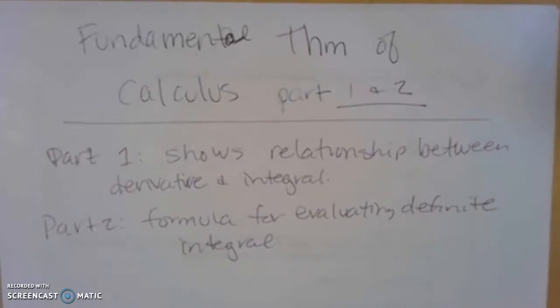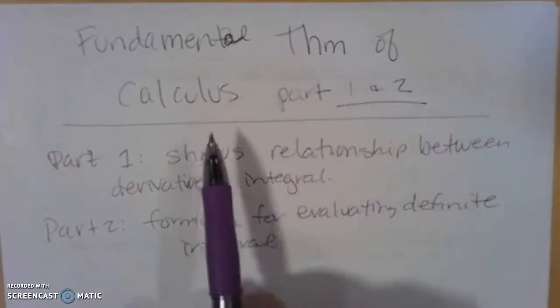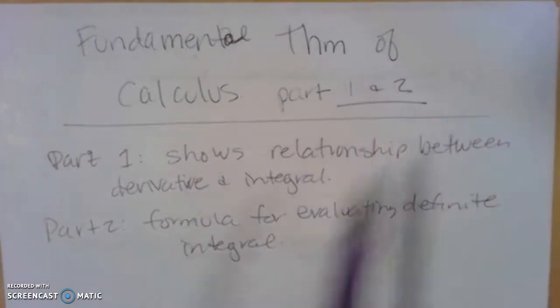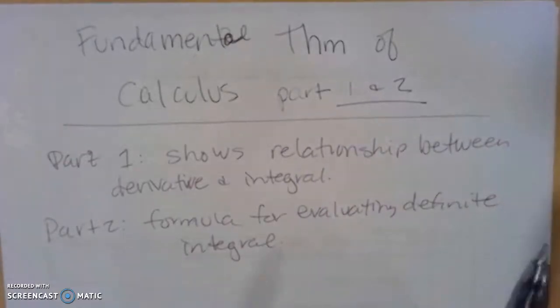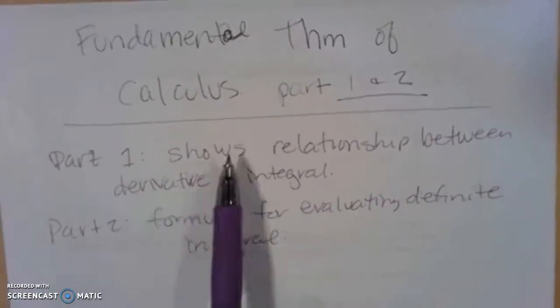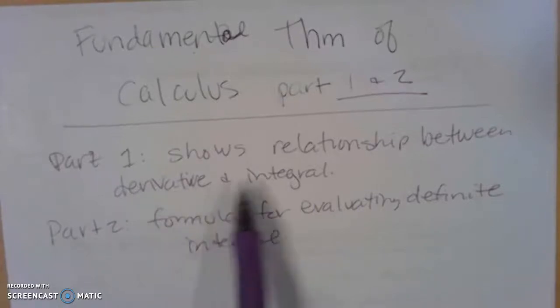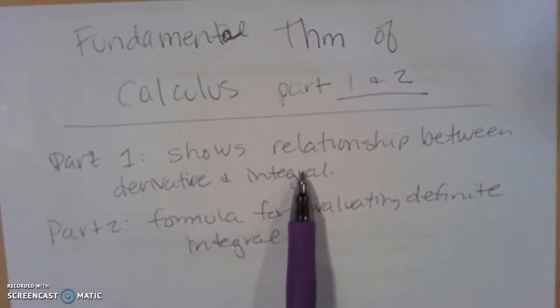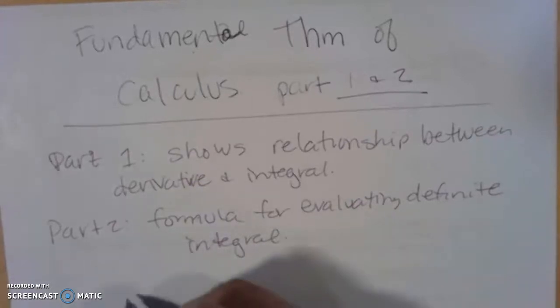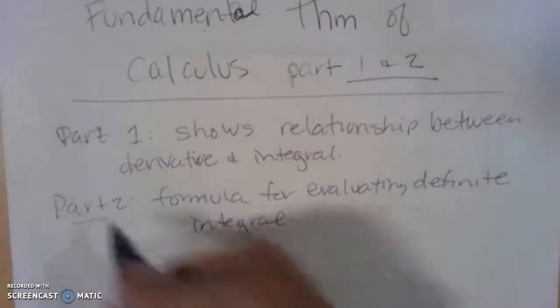Okay, today I want to talk about the fundamental theorem of calculus, and there's actually two parts, part 1 and part 2. We already know how to do part 2. I've just never told you what it was called before, and I'll get to that. But part 1 shows the relationship between the derivative and the integral, and that's what we're going to focus on today. But part 2 is the formula for evaluating a definite integral. So this part 2 is what we already know.